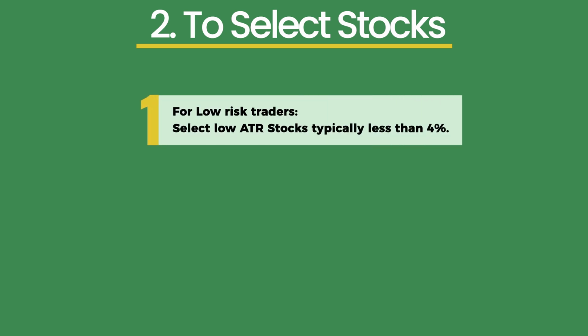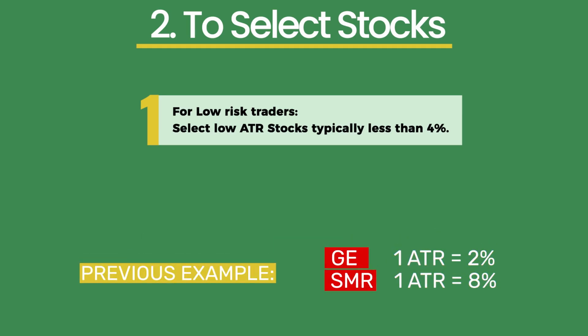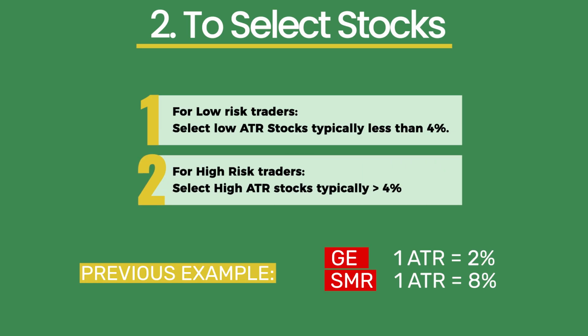So if you are a low risk trader and you would like to keep your stop loss at minimum, then you use low ATR stocks. Like General Electric, for example, we've seen that the ATR is 2, the 1.5 ATR is 3%, then you use GE. This is more suitable. If you go to SMR, you will use a stop loss of 8%, which is very, very high. The 1.5 will be 12%. It's going to be very high for you. So this is only recommended for the high risk trader. So the high risk trader can select the ATR that's typically above 4%. The low risk trader selects the ATR which is less than 4%.